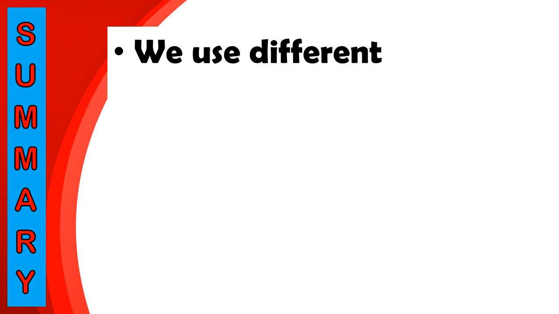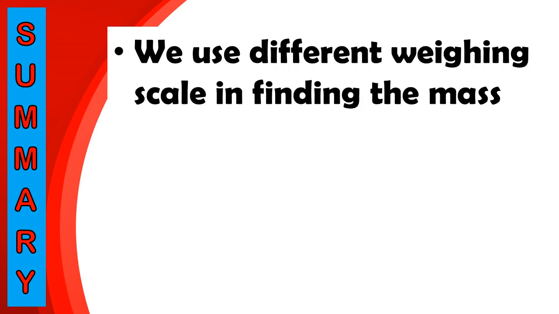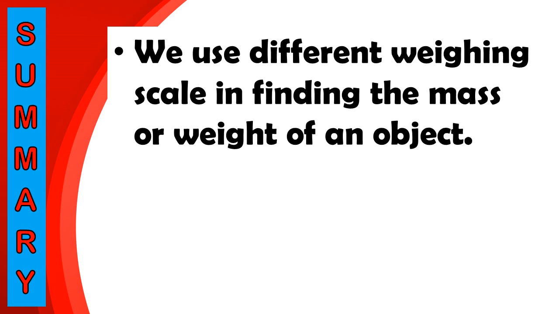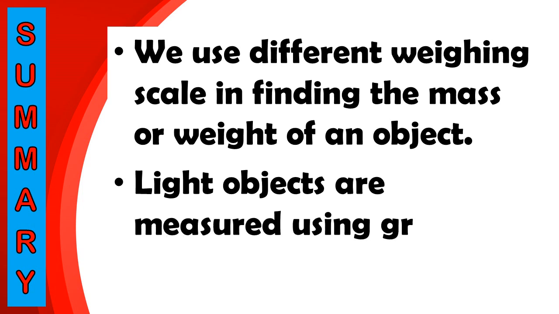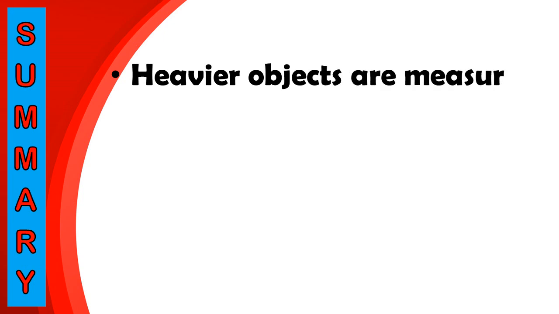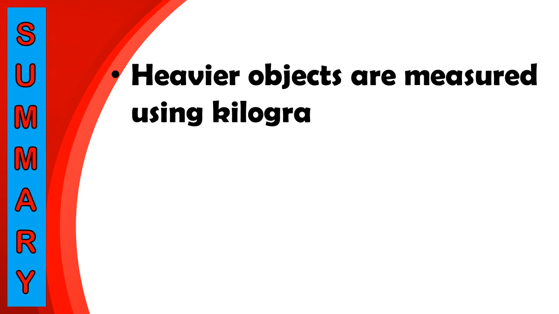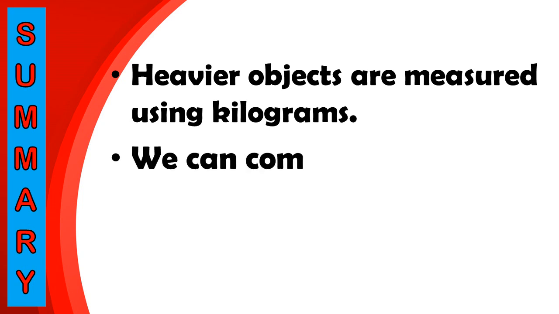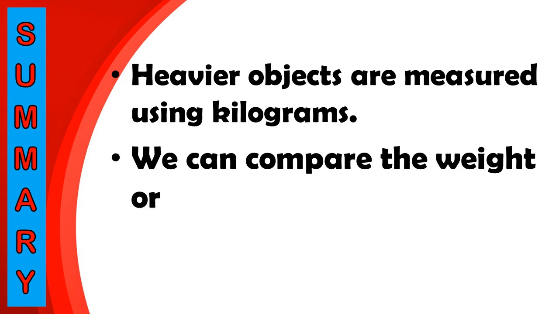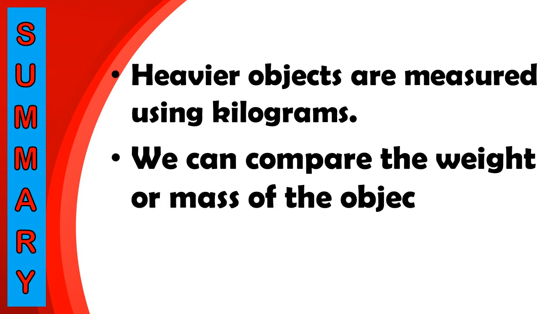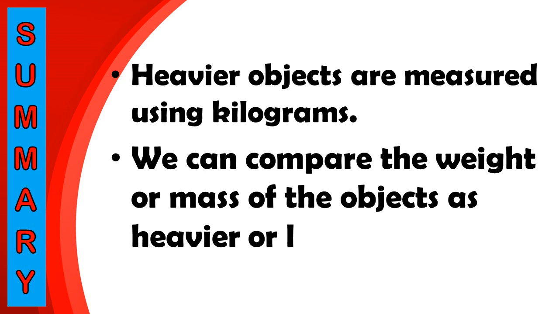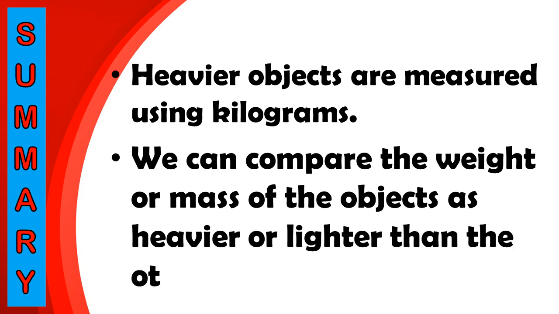Let's sum up what you have learned today. We use different weighing scales in finding the mass or weight of an object. Light objects are measured using grams. Heavier objects are measured using kilograms. We can compare the weight or mass of the objects as heavier or lighter than the other.